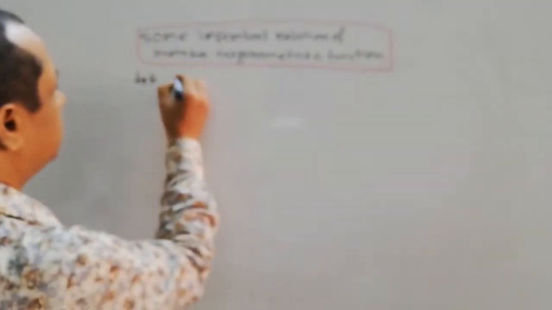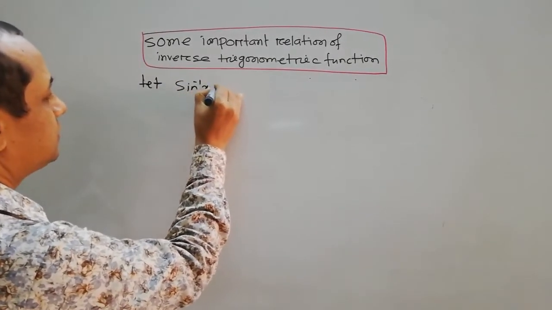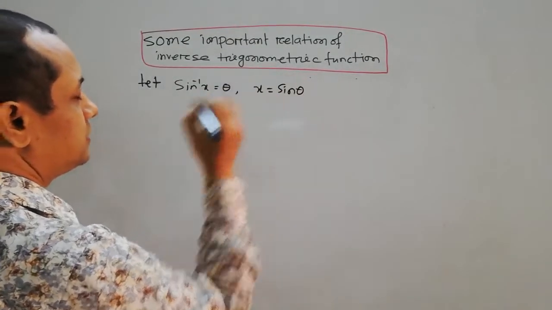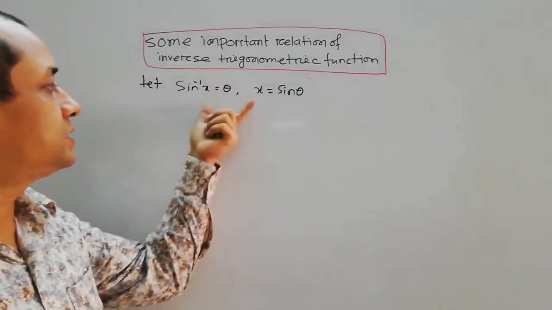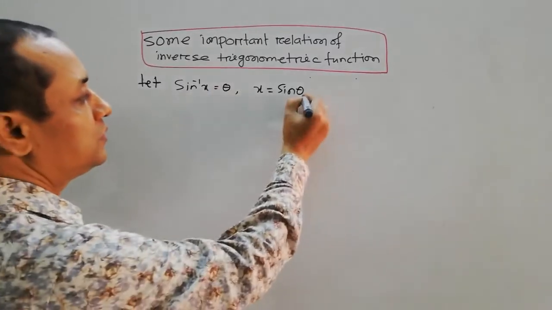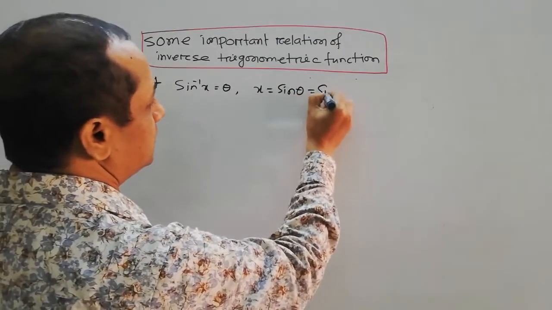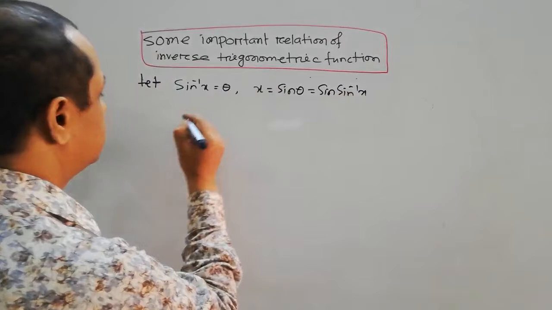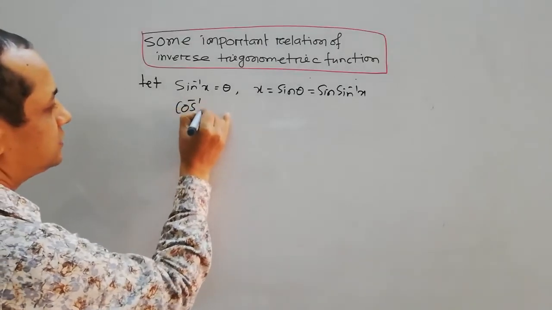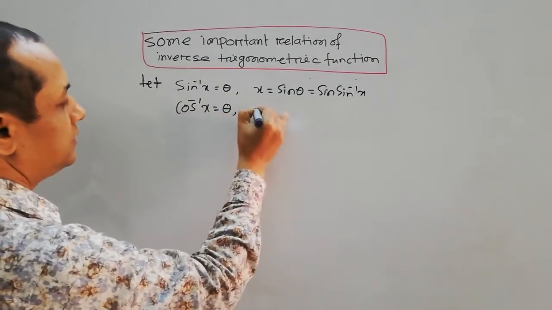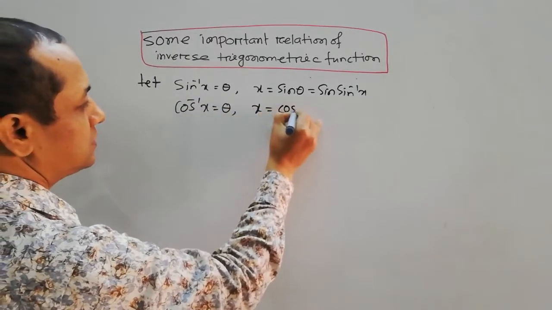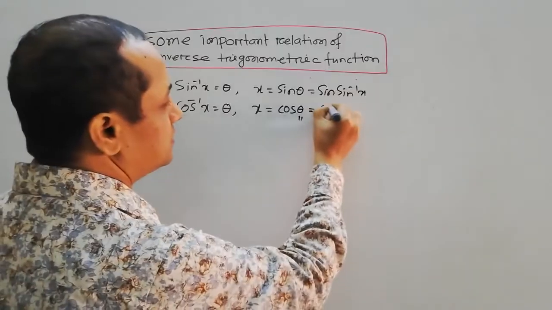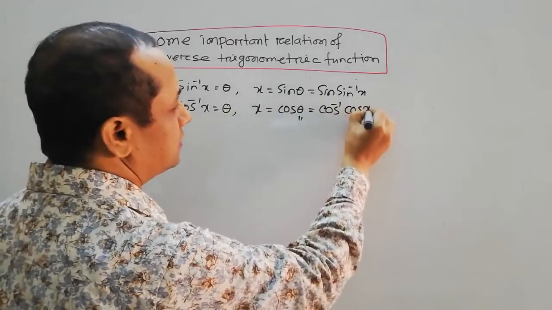Again, let sin inverse x equals theta. Then we get x equals sin theta. Students, attention please: let sin inverse x equals theta, so x equals sin theta. Now putting the value of theta equals sin inverse x, here sin(sin inverse x) equals x. And again let cos inverse x equals theta. Then we can write x equals cos theta. Now putting the value of theta equals cos inverse x, so cos(cos inverse x) equals x.